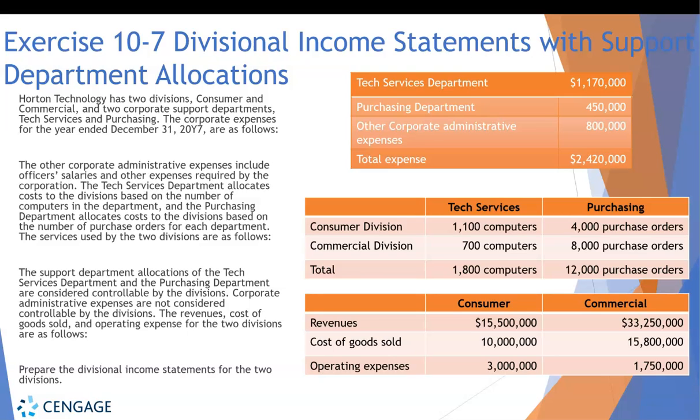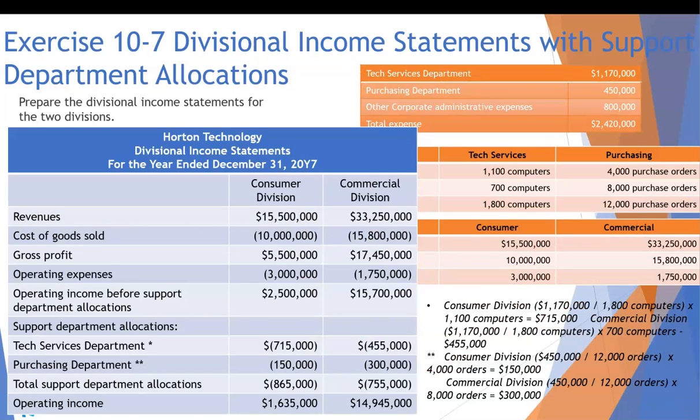So the support department allocations of the tech services department and the purchasing department are considered controllable by the divisions. Corporate administrative expenses aren't considered controllable by the divisions. The revenues, cost of goods sold, and operating expenses for the two divisions are shown here. We've got to prepare divisional income statements for these two divisions.